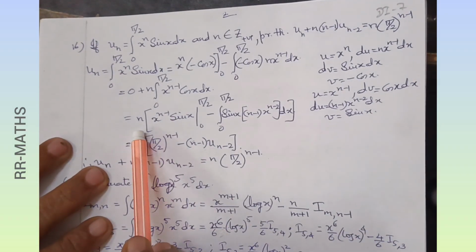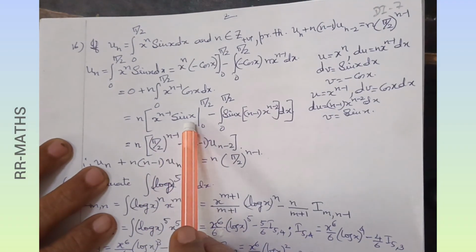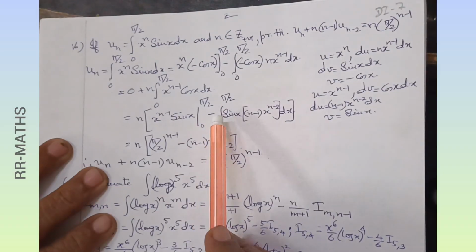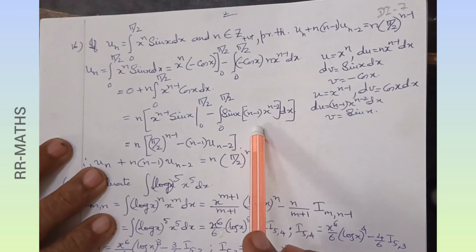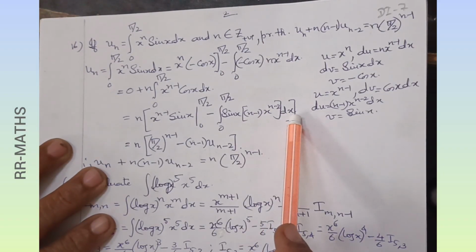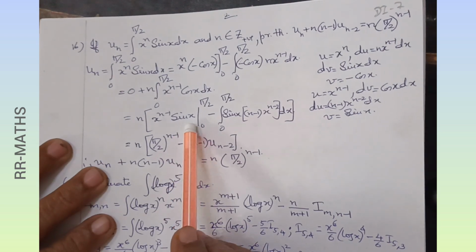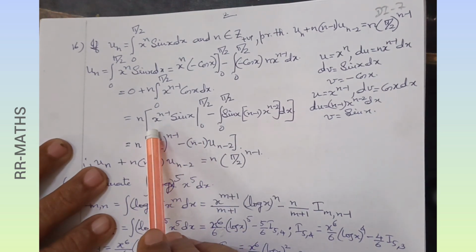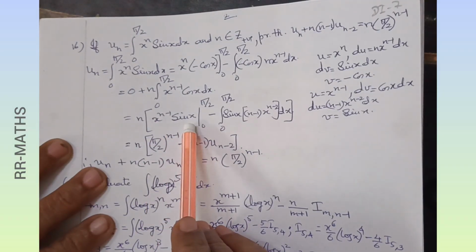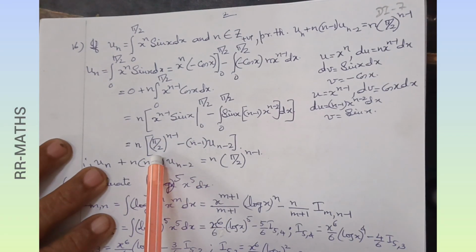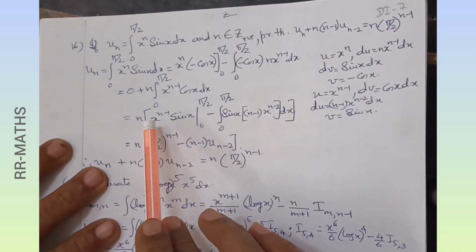So here you substitute: there is an n outside with the square brackets, x to the power of n minus 1 sin x, limits varying from 0 to pi by 2, minus integral 0 to pi by 2 sin x into n minus 1 into x to the power of n minus 2 dx. When I substitute limits here, at pi by 2, sin 90 is 1. So for this x also you will substitute pi by 2. That gives you pi by 2 to the power of n minus 1 into sin pi by 2, which is 1. So it reduces to pi by 2 whole to the power of n minus 1. Lower limit is 0, so that does not contribute.